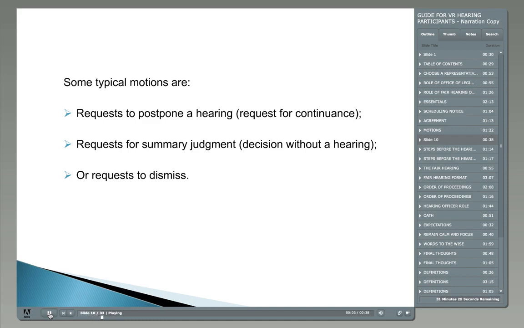Typical motions include a request to postpone a hearing, which is a request for continuance. That's a very typical motion. Another is a request for a summary judgment, which is a decision without a hearing or without further hearing. Sometimes summary judgment motions come in the form of all the information having been submitted in advance, and a summary judgment is requested by one side or another. Requests to dismiss are another example of motions. So again, just giving you a sense of what some of those typical motions may be.